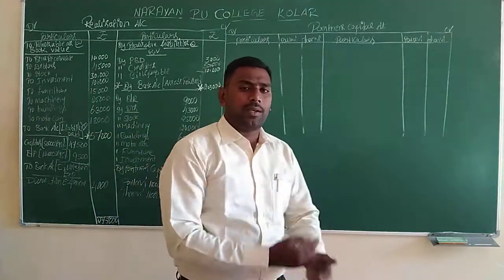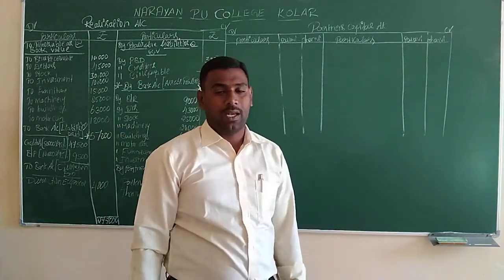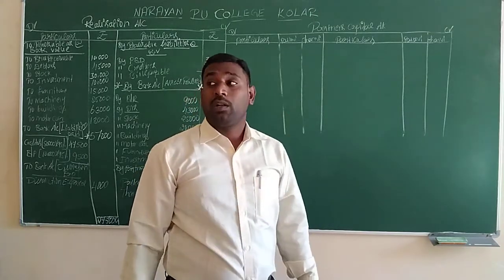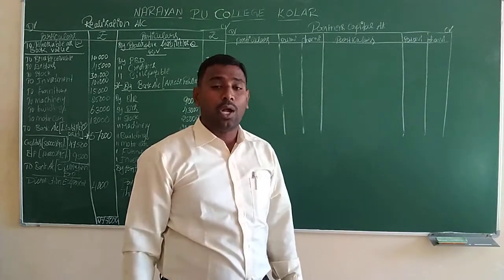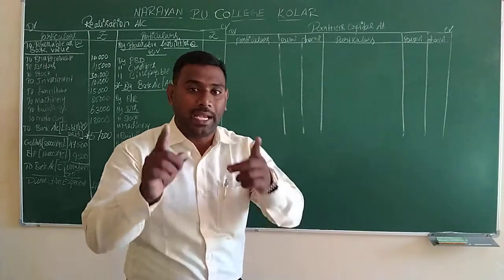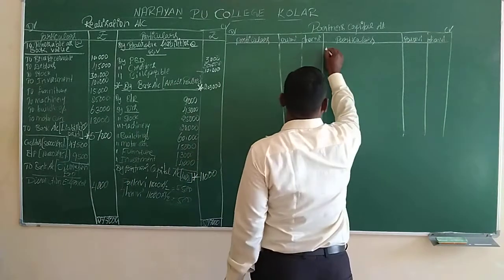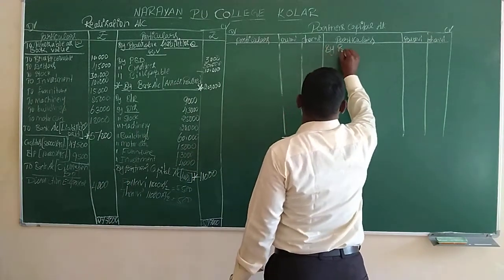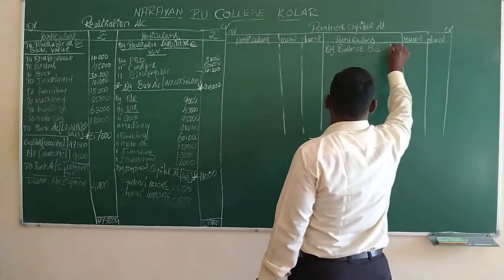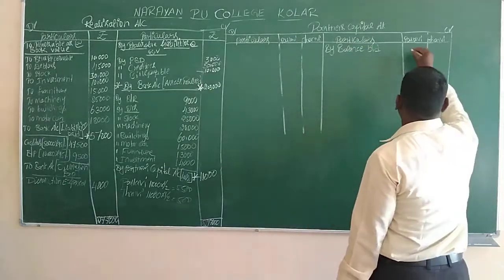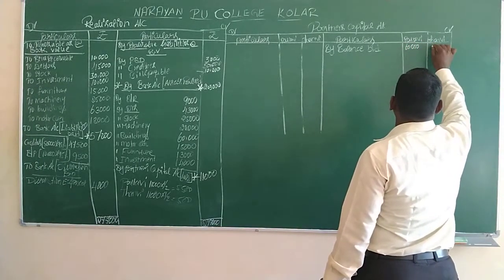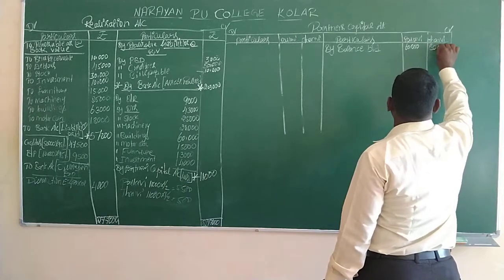So while preparing the partners capital account, we follow some steps. Step number 1, always record the opening balance. Where is the opening balance available? Opening balance is always available in the previous balance sheet under the heading capitals. Here also we have to write by balance brought down. The capitals are given. Pallavi's capital is 60,000. Tanvi's capital is 80,000.